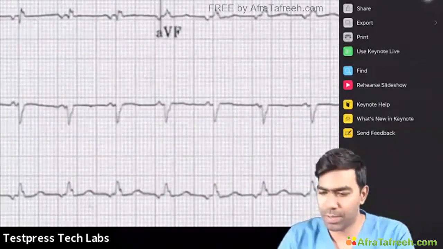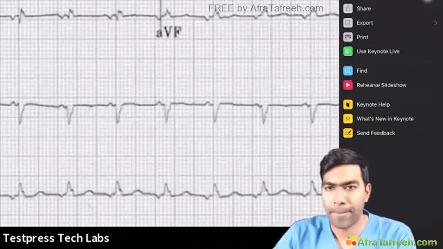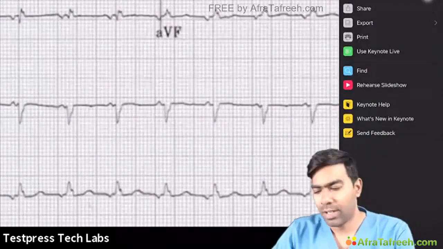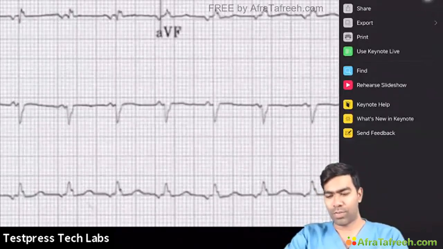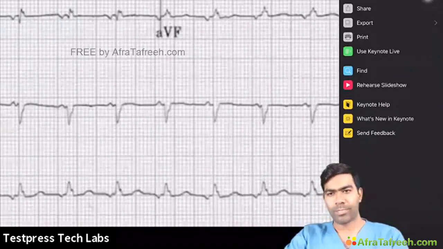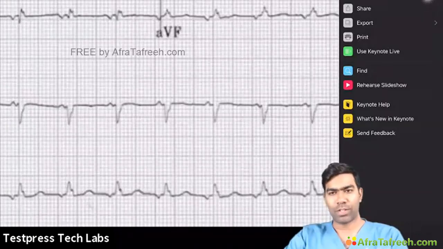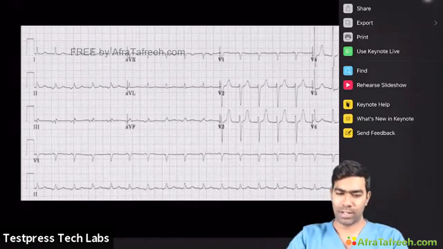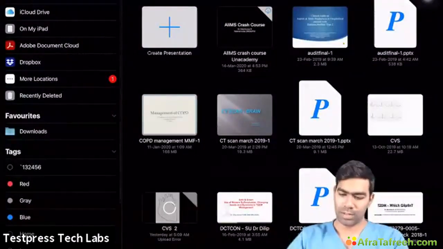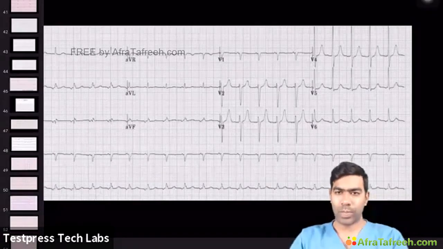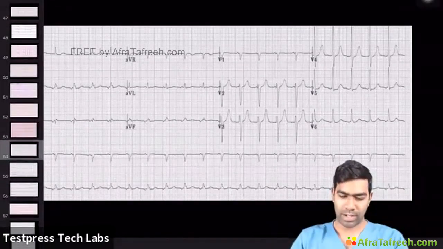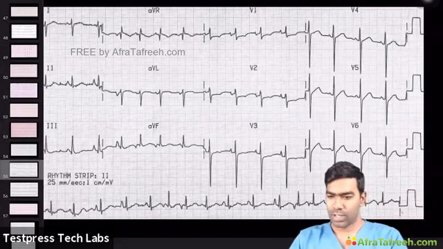Are you seeing the P waves before the QRS? Yes or no? Are they having usual morphology or a different morphology? Different morphology. So what is the diagnosis here, basically? It's an ectopic atrial tachycardia. Yes, correct.